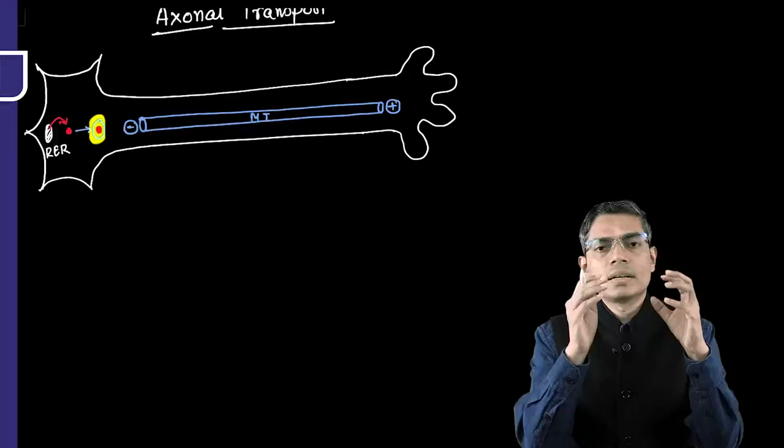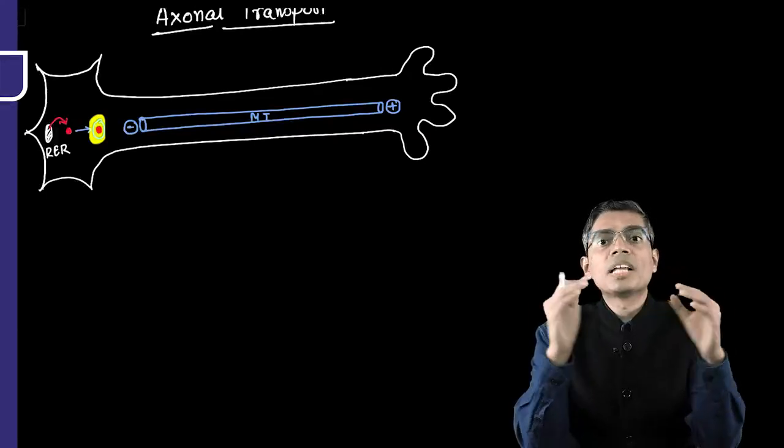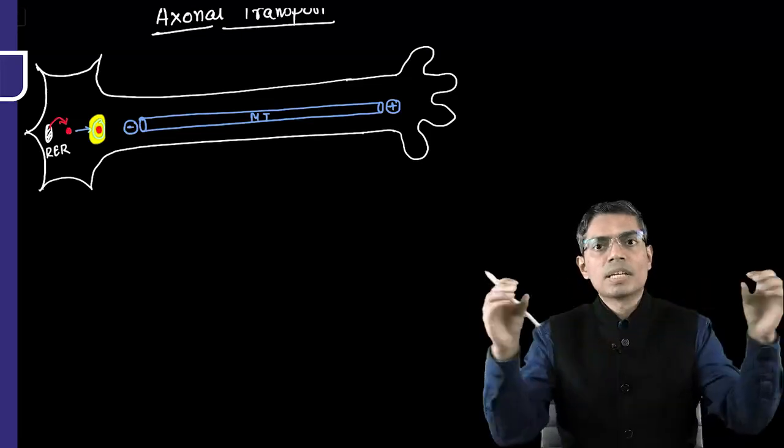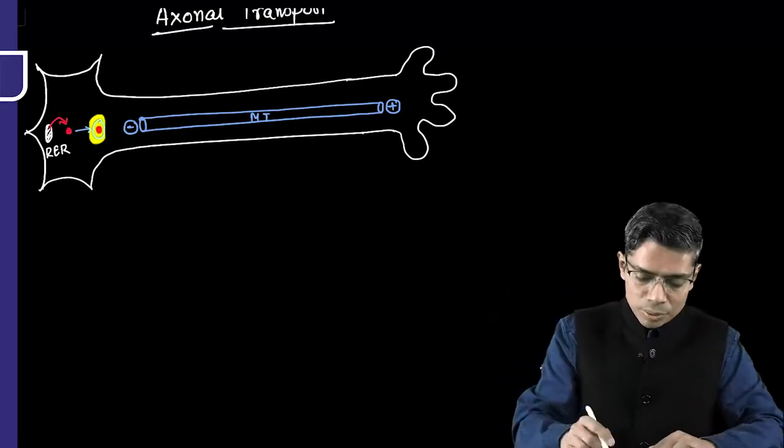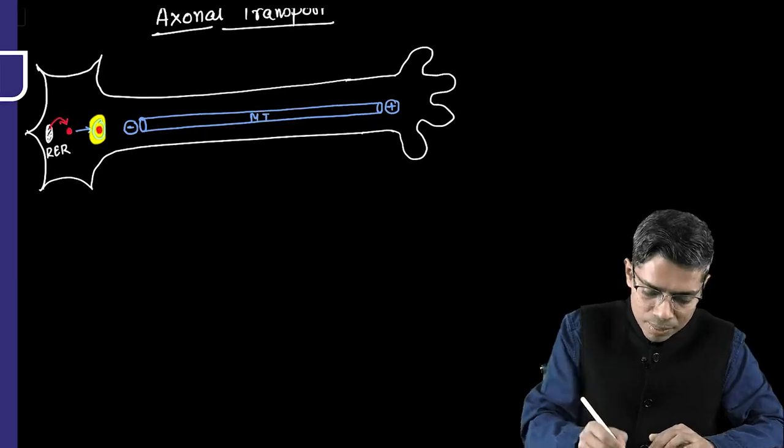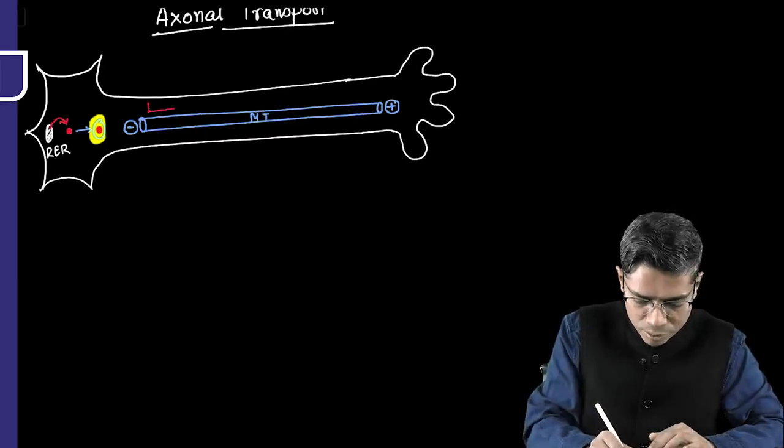So this vesicle, how will it be transported? It will be transported on a pathway, and that pathway is the microtubule. Now on this pathway, there is a motor system. So this is one motor system which is running on this pathway.